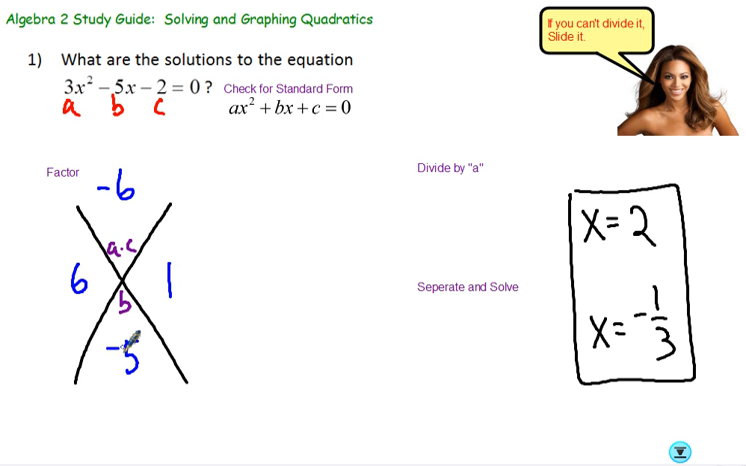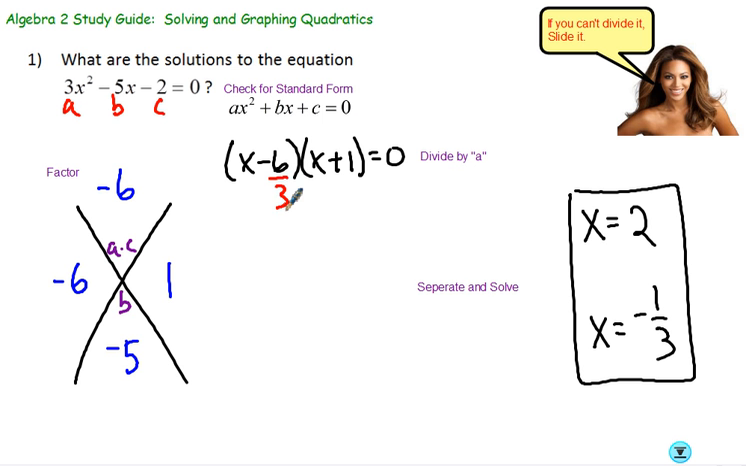And then which one do I need to make negative? Well, I have more negatives left over, so that means the bigger number would have to be negative. So that would have to be a negative 6. All right, so let's write our factors. x minus 6 and x plus 1 equals 0. And so again, we have to divide by a. In this case, our a is 3. So we're going to divide by 3, and we get x minus 2.